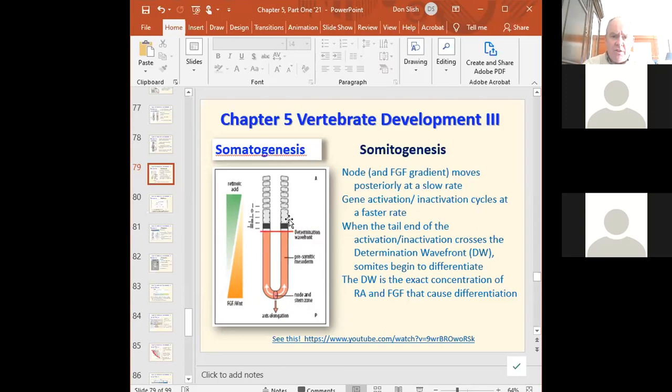Now, what's going to determine how many of these somites you end up with? So if we assume that this node is moving forward at a constant rate, what determines when cells will go through that determination wavefront, or when the somite will form, is how fast do the cells cycle through this gene activation cycle. So let me show you that.